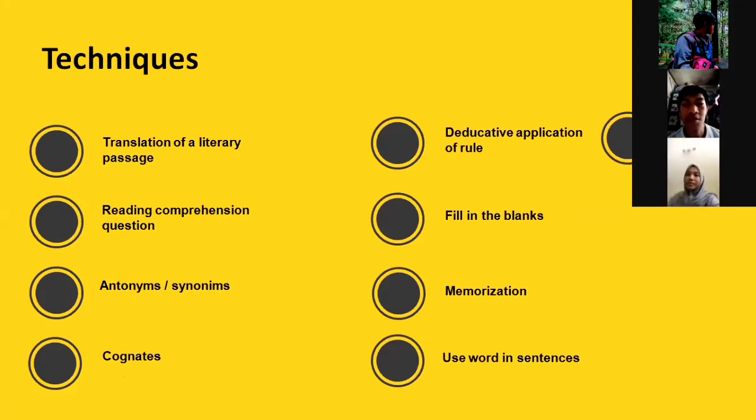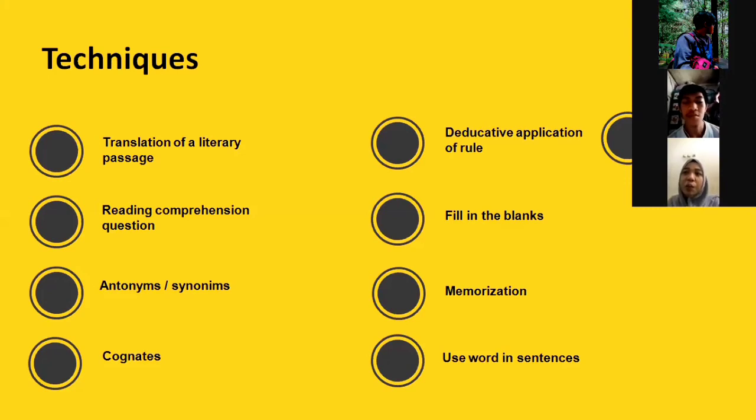The first is technique. Technique from GTM: the first is translation of a literary passage. In the translation of a literary passage, the students translate from the target language to the native language, and the students are asked to translate the passage they have read. And the second is reading comprehension questions.